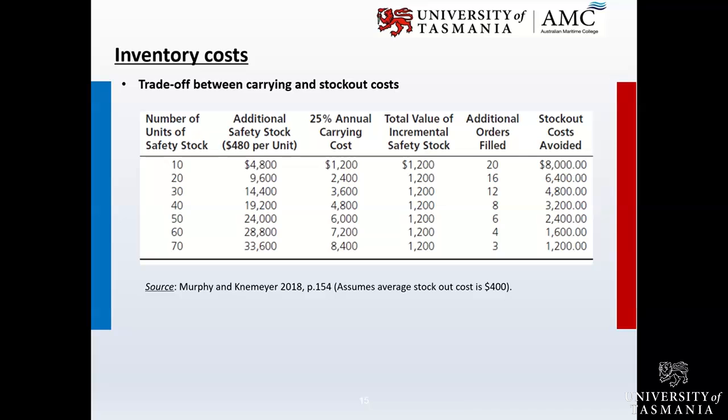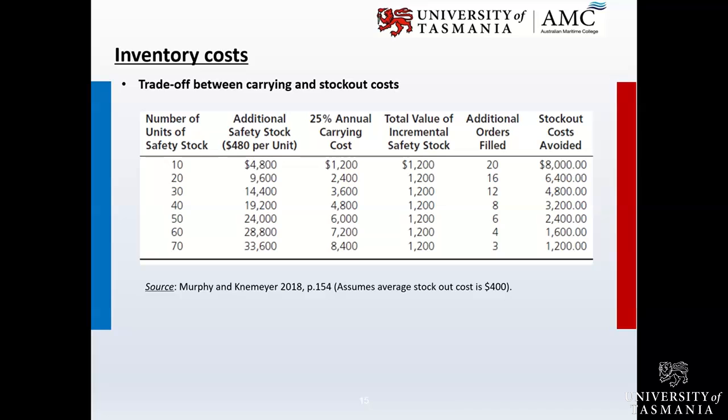We can better understand the trade-off from this table. We look at this table and we focus on the first column. It shows the number of units of safety stock. And the third column, 25% annual carrying cost. So we find as the number of units of safety stock goes up, the carrying cost goes up as well.